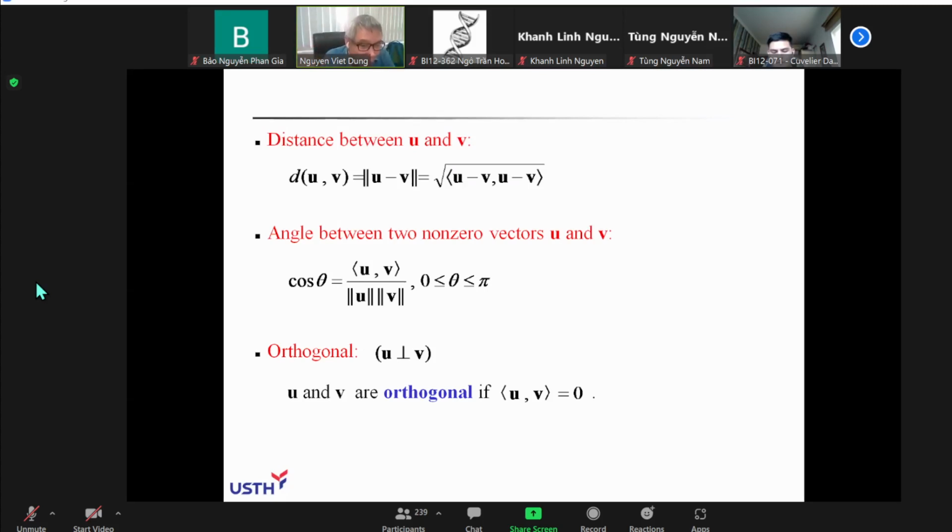If you change the inner product, two vectors u and v can be orthogonal in this inner product, but they will not be orthogonal in another inner product. So you see, it depends absolutely on the way you define the inner product. That is the reason why you need to distinguish between dot product and inner product.